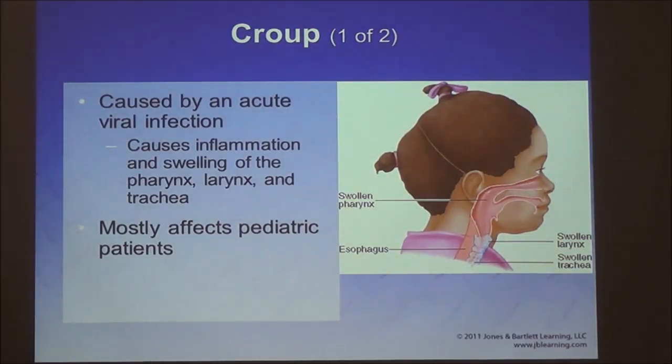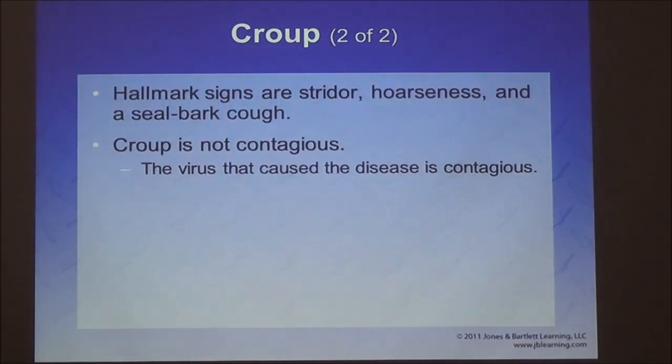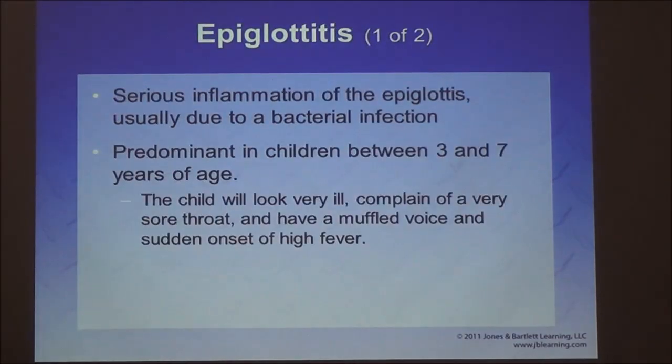Croup, like I said before, is a type of virus. It actually causes inflammation of the larynx. Hallmark signs are that seal bark cough. The virus that causes croup is contagious, but croup by definition is not contagious. But coughing that droplet up, it can be transmitted that way.